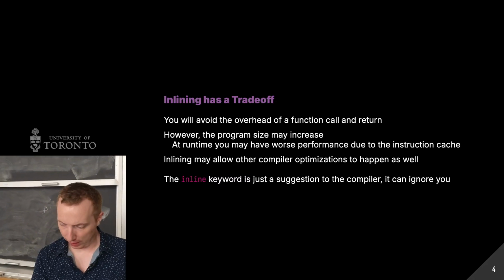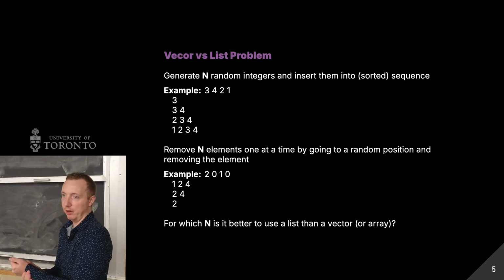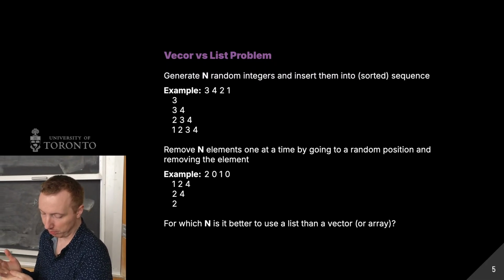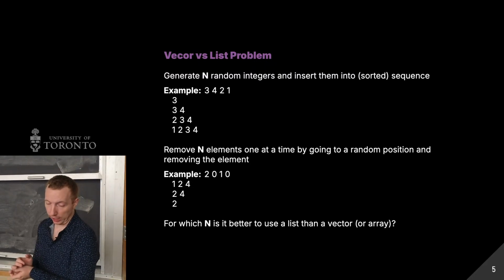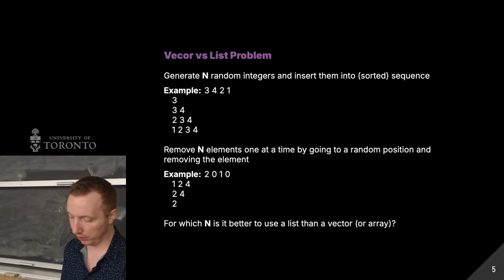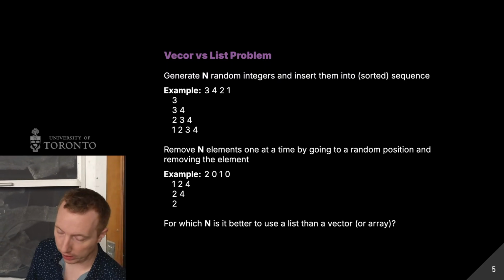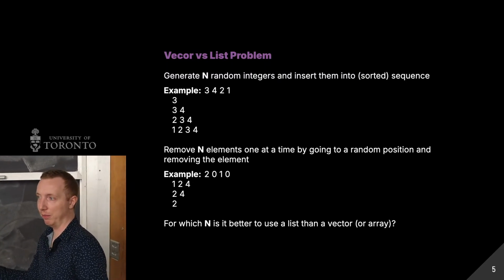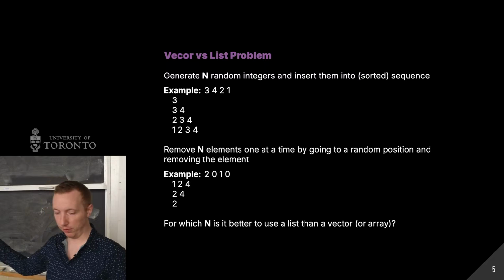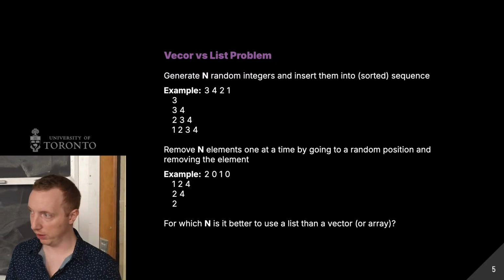Speaking of trade-offs, and just a performance example, let's have another fun one. So here is my problem. I am given n random integers, and I'm supposed to insert them into a data structure in sorted sequence. So if I generate the numbers 3, 4, 2, 1, and I insert them in order, every time I insert them, they're ordered in that data structure. First I would insert 3, then 4 after the 3, then when I go to insert 2, it should be at the front, and then when I go to insert 1, it should be at the front too.